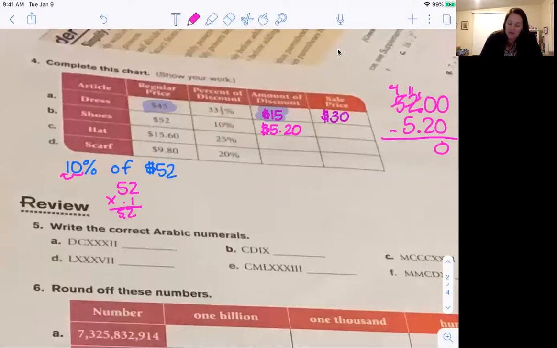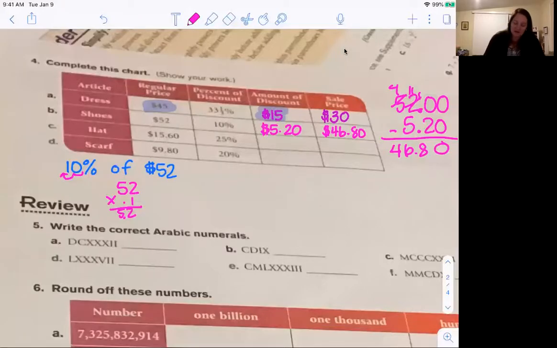And what do we get? What do you think? If you told me $46.80, $46.80, you are 100% correct.